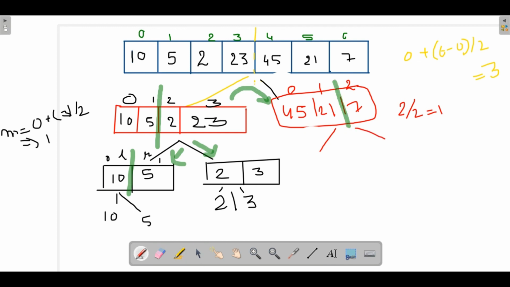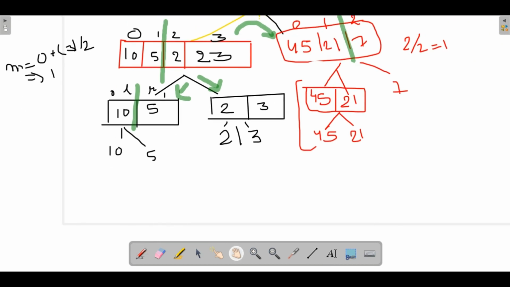Then we get 45 and 21 as a part of an array. So divide this also, then you would be getting 45, and after that you would be getting 21. See, in this way your recursion works, it won't go till 7. When we are finished working on this, it would then go to 7, so we would be getting 7. So we are sorted with this part of your array.